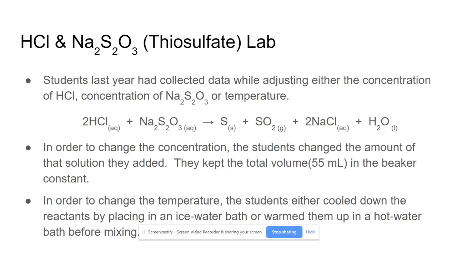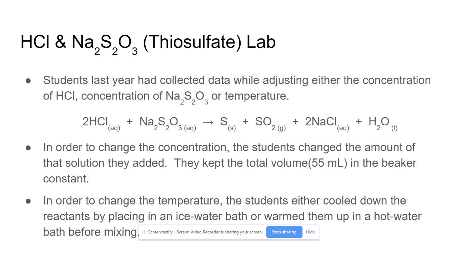So students from last year actually did this lab and collected some data on this. So there are three things that they changed, but they didn't change them all at once. They changed them for each different thing that they were looking for. So they changed the concentration of HCl, they changed the concentration of thiosulfate, and also some of them changed the temperature.